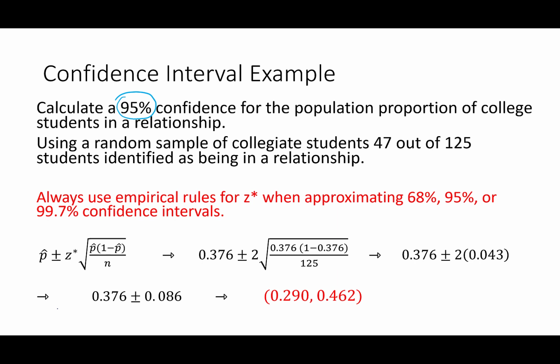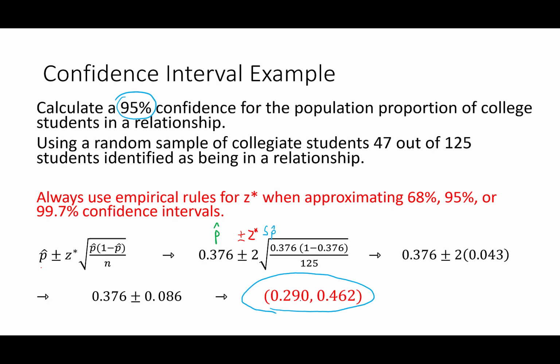So looking at this equation down here, we took our sample proportion p hat, which was 0.376. We added and subtracted 2 standard deviations, which was z-star. And then we multiply that by the value of our standard error, or standard deviation of our sample proportions, S sub p hat. And if we were to do this equation out, we would end up with the interval 0.29 to 0.462. You can think of that as 29% to 46.2%.